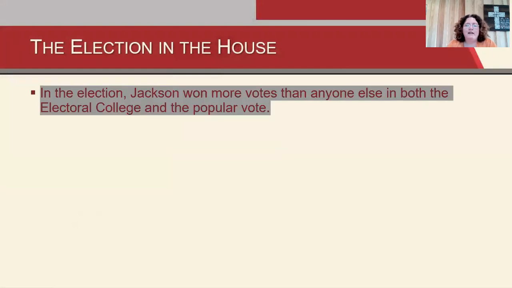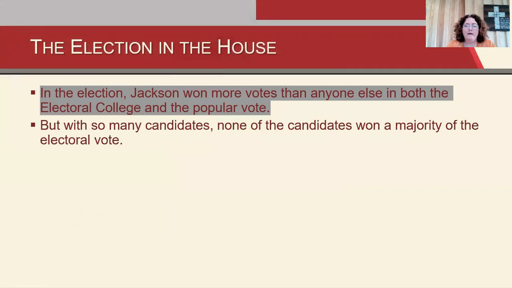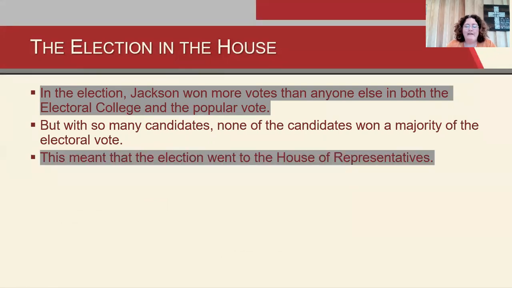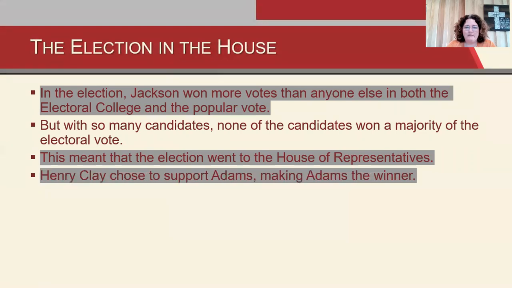All right, so in the election of 1824, Jackson won more votes than anyone else in both the Electoral College and the popular vote, but there was no majority in the electoral vote. And because of that, the election went to the House of Representatives. The 12th Amendment gave each state 1 vote in such a situation. The states would choose the president from among the top 3 candidates. So the top 3 candidates were John Quincy Adams, Andrew Jackson, and William Crawford. So Henry Clay, he was automatically out. He was not in the top 3. He's still the Speaker of the House, though.